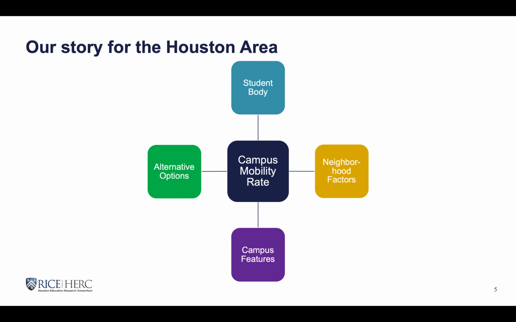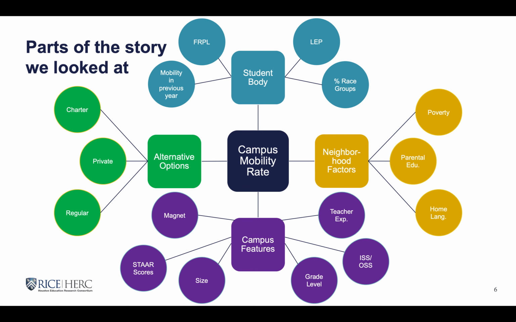Now let me return to those four buckets of factors. They comprise the story we looked at for the Houston area. Each of these buckets includes a variety of factors. Student body characteristics for each campus included the proportion of students receiving free or reduced price lunch, those with limited English proficiency, those who are Black or Asian, as well as the mobility rate in the previous year for that campus. Campus features included whether the campus had a magnet program, achievement scores, size of student body, the average years of teacher experience, school suspension rates, and grade level.